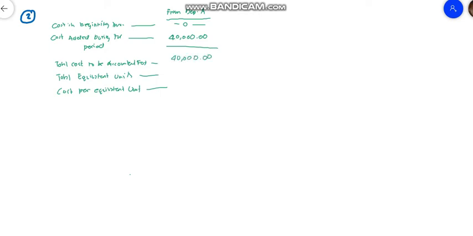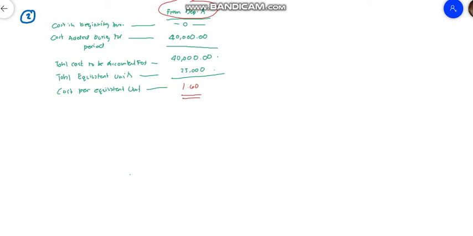Now remember, how many were the total equivalent units to be accounted for? That was 25,000. So you just divide this one by this one, and you get 1.60. That's for the cost coming from Department A.